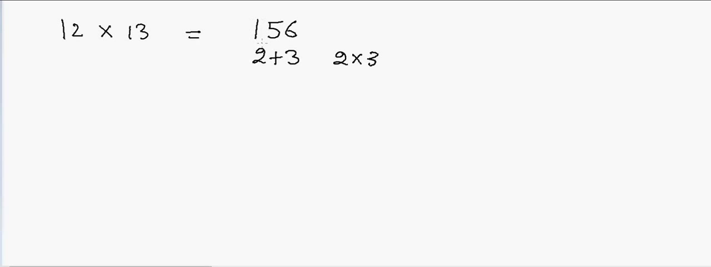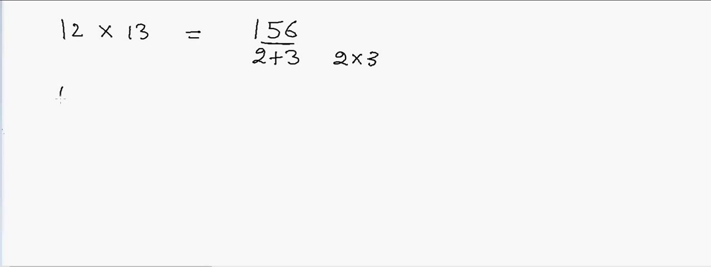We'll have another metric which can be used for faster calculation. Here we are talking about multiplying two numbers which are less than 20. For example, if I have to multiply 12 and 13, in this case first I'll say 2 plus 3, which is 5, and then I'll multiply 2 and 3, which is 6. The answer will be equal to 156.